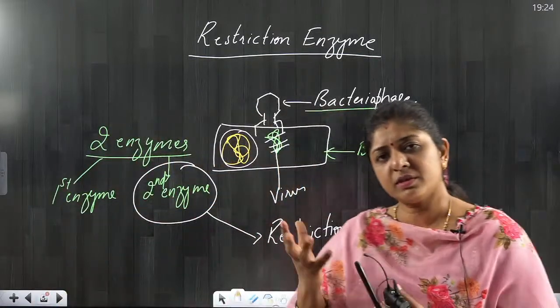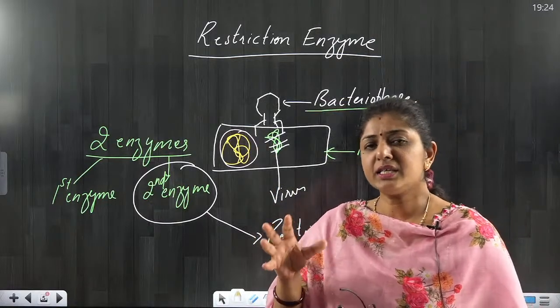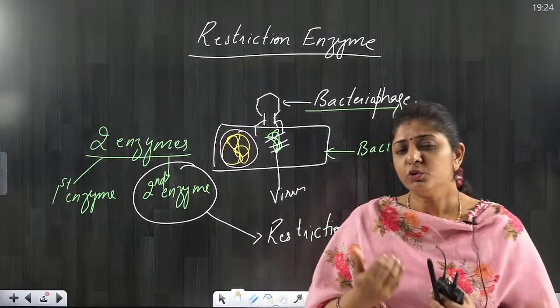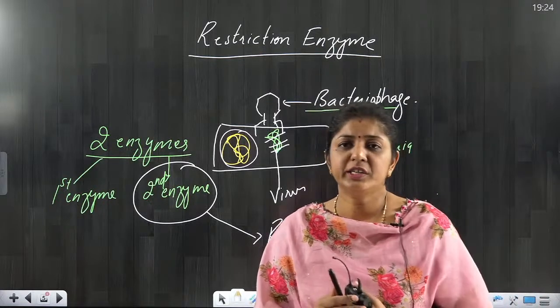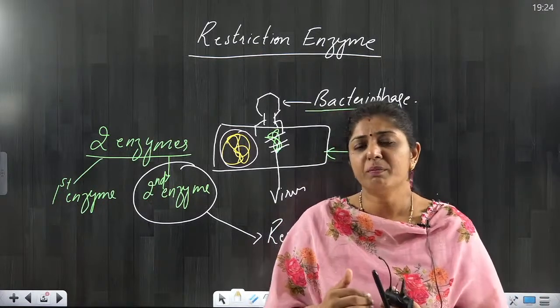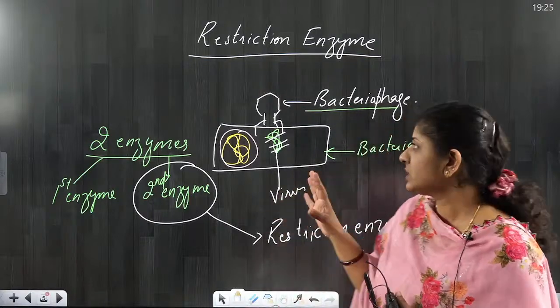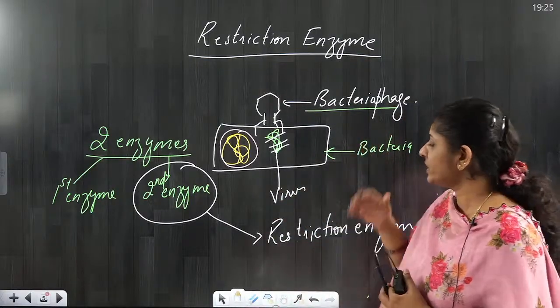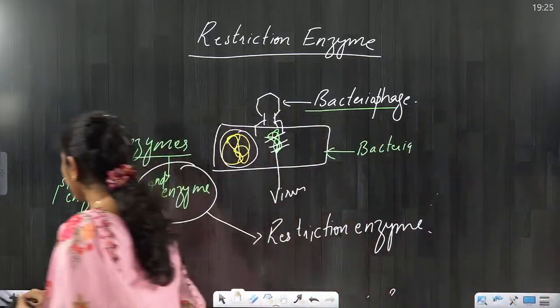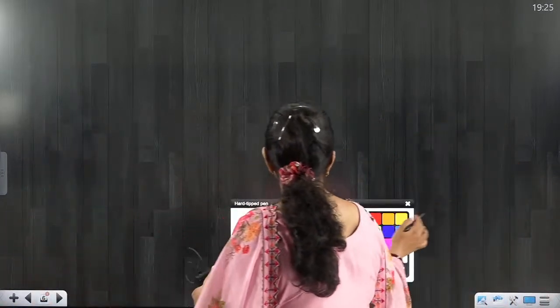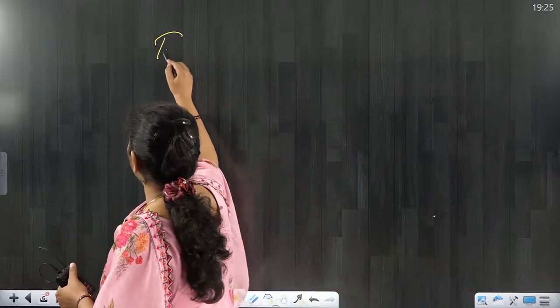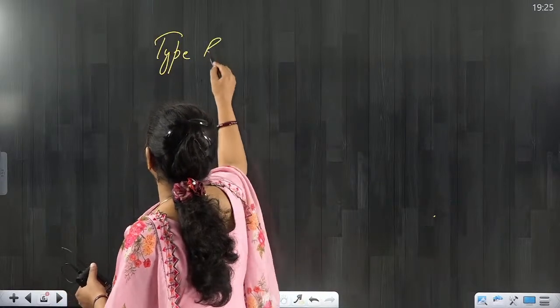And what is the source? Bacteria. The restriction enzyme name is not based on the use we are making of it in genetic engineering. It is based on how bacteria is protecting itself from the viruses, right? So this is a small history about its name. Now coming to the next point, if I discuss with you the types of the restriction enzyme.